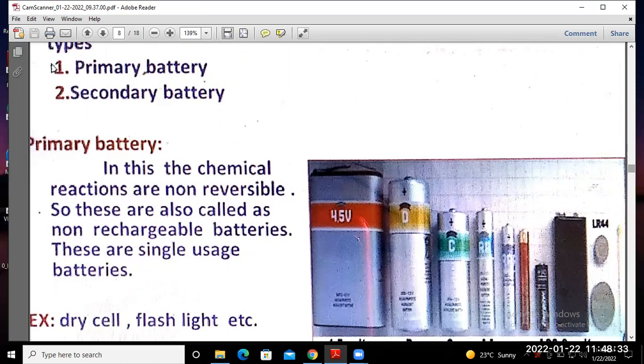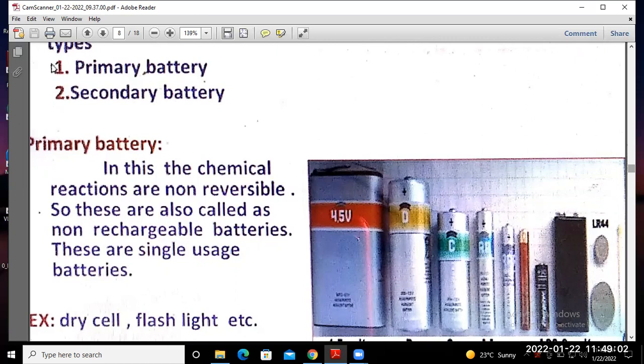These are also called non-rechargeable. You cannot recharge this type of battery. These are single-usage batteries, known as primary batteries. Examples of primary batteries are the dry cell and flashlight cell, etc. You may find various applications of primary batteries, which are not rechargeable.